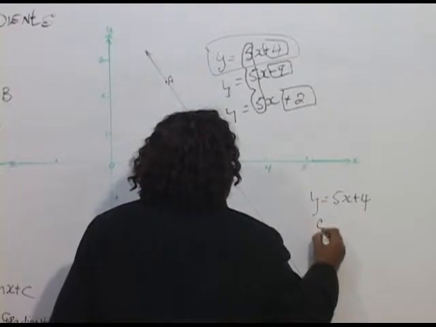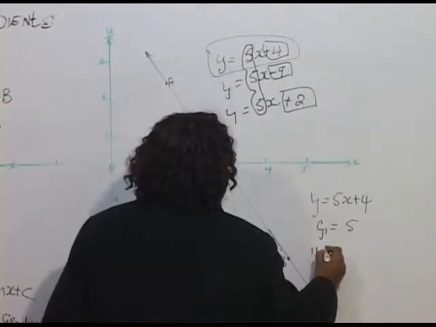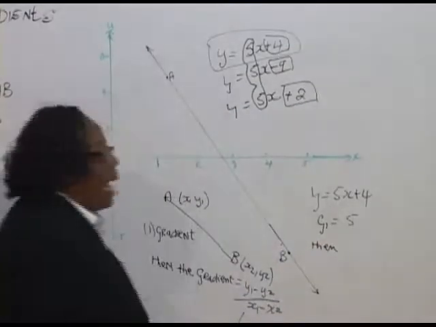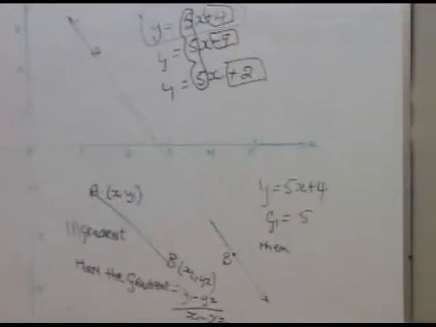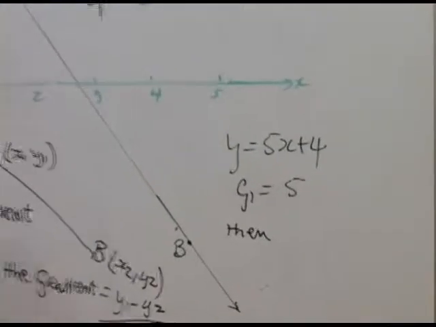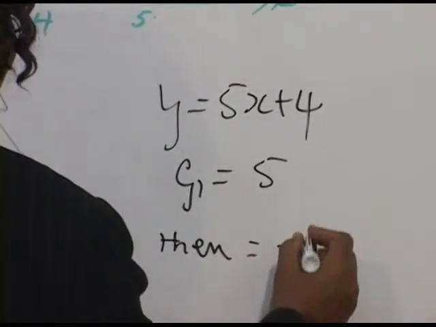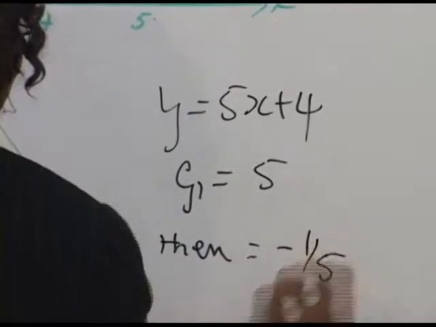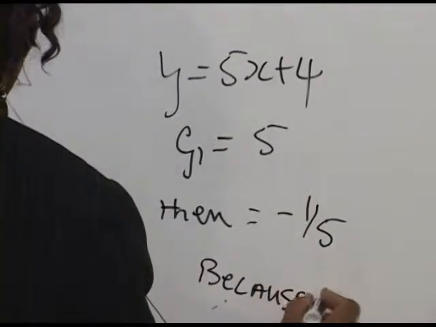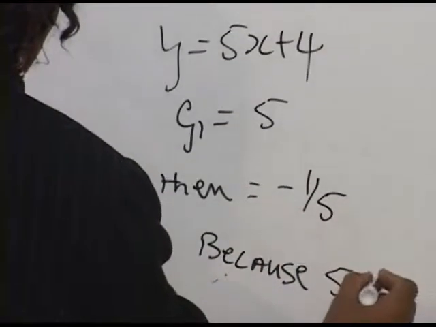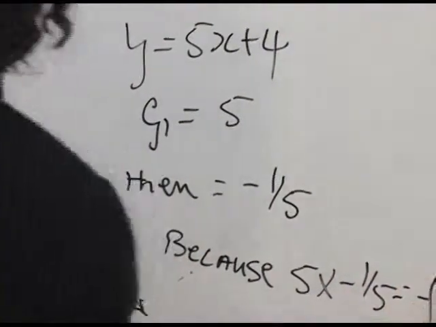Since the gradient is equal to 5, any line perpendicular to this line would have a gradient equal to -1/5, because we could see that 5 times -1/5 would be equal to -1.